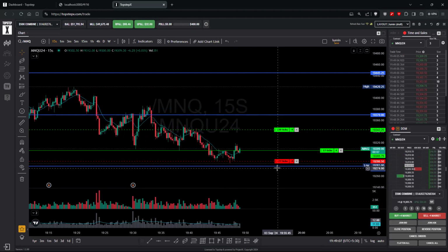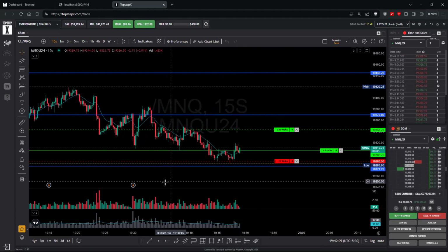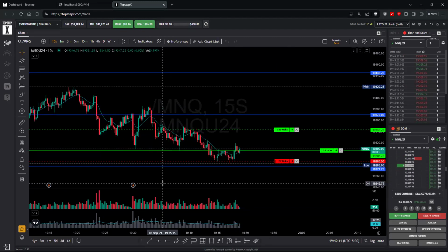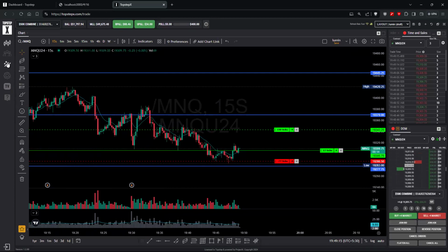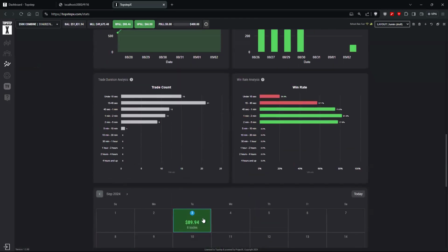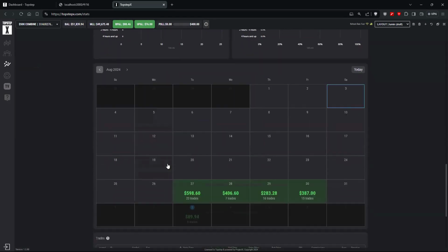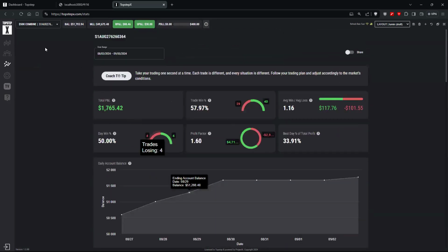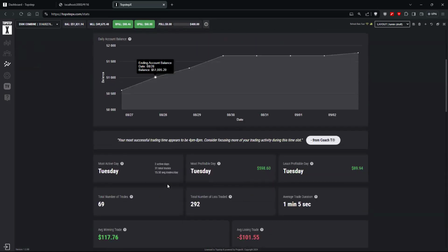It works pretty well for me, and I've been making consistent profit with this strategy and with this kind of style. As you can see here, this is today. This is the last week of August, and as you can see, I'm making profit consistently, and I'm trading like this only. So I believe the process.